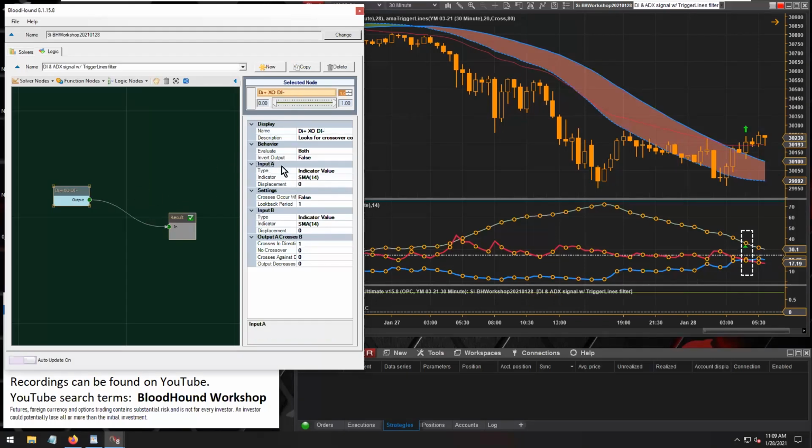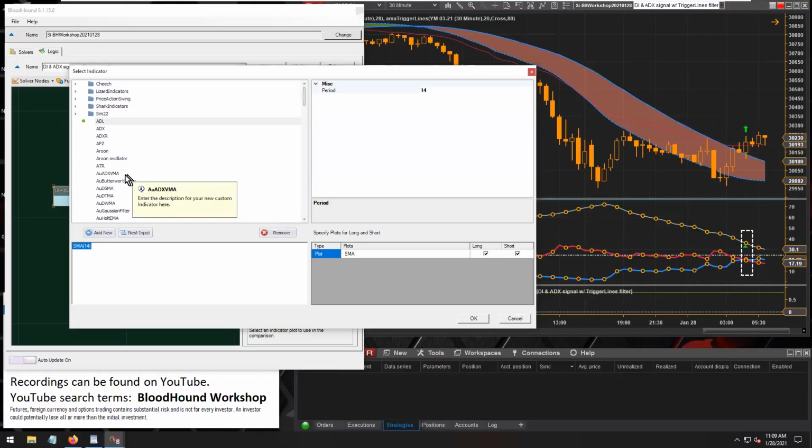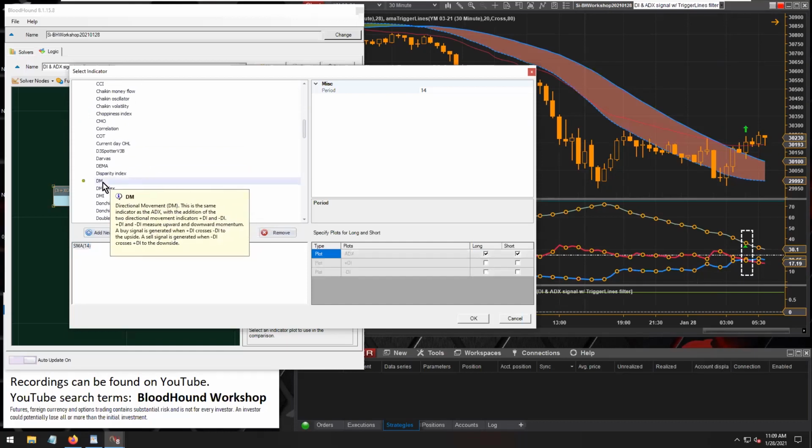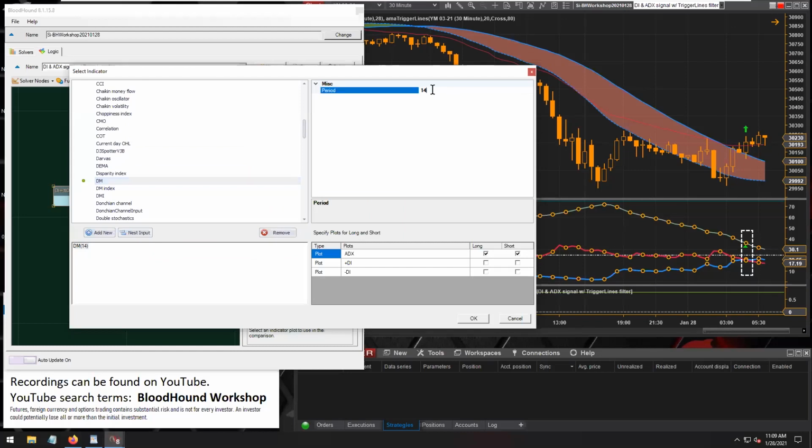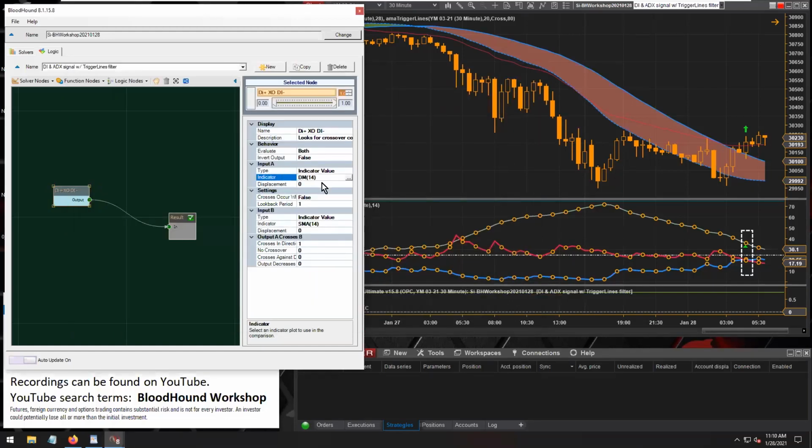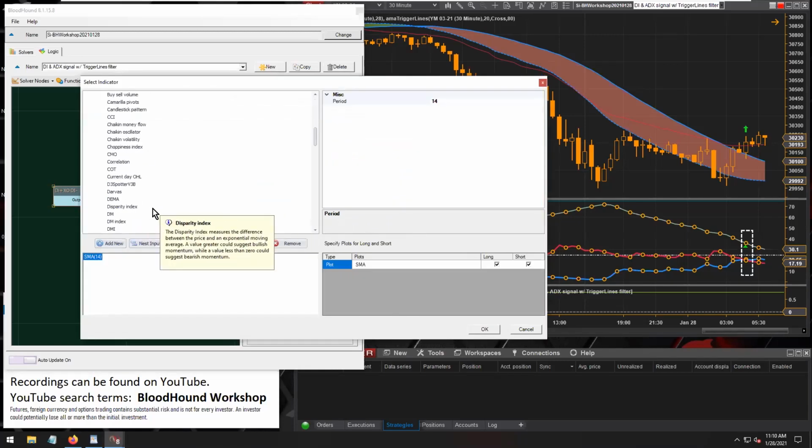All right, so input A, we'll set that to the DI plus. So there is our DM indicator. And remember, if you're changing the period, to adjust the period, I'm just using the 14 period on the chart. And so then let's select our plus DI, the plus DI plot there. Okay, so input A is the plus DI. Input B will be the negative DI.